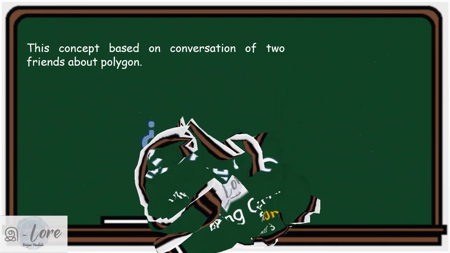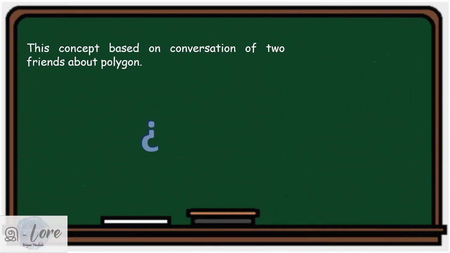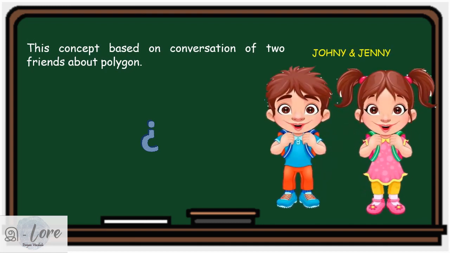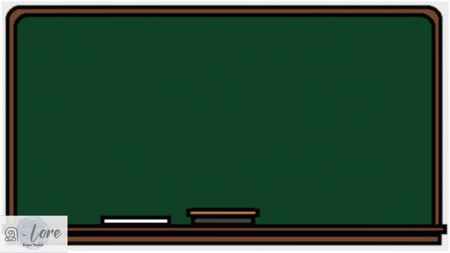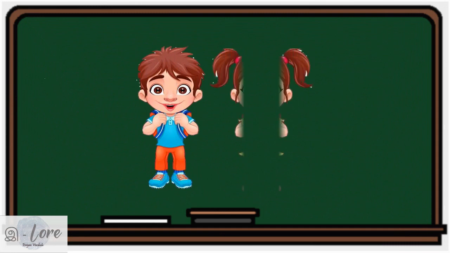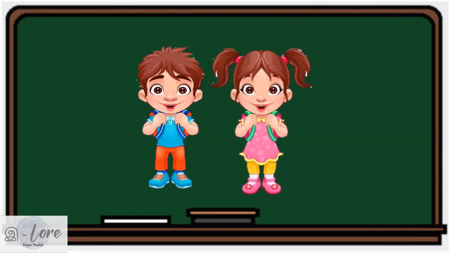Okay. This concept is based on the conversation of two friends about polygons. So who are the friends? Yeah, Johnny and Jenny. The two characters are going to explain about polygons. Johnny and Jenny are two close friends. They went to the school to discuss classes of polygons.